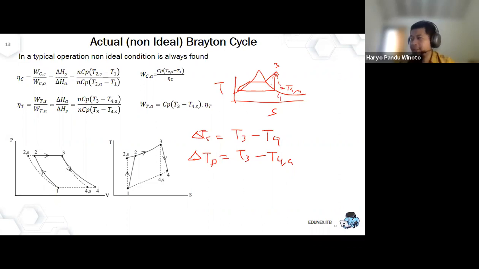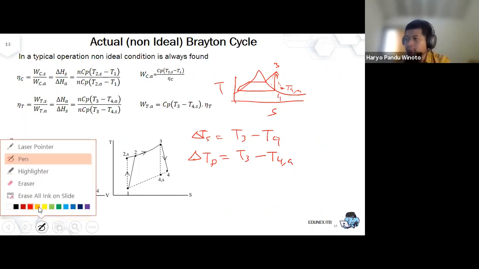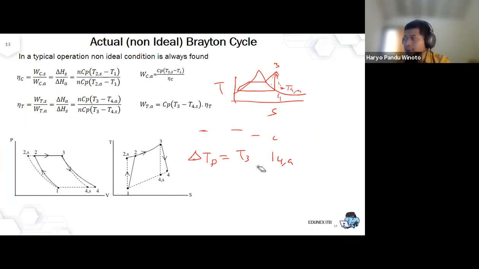Why do I always use the Rankine? Because Rankine is the easiest one. I really like teaching this cycle. Really good. When you have H3 minus H4 actual, compared to H3 minus H4 isentropic, why is it like this?